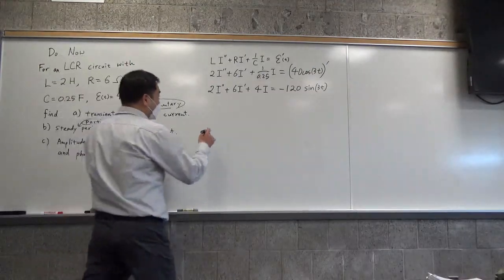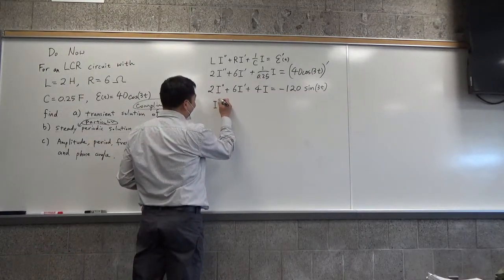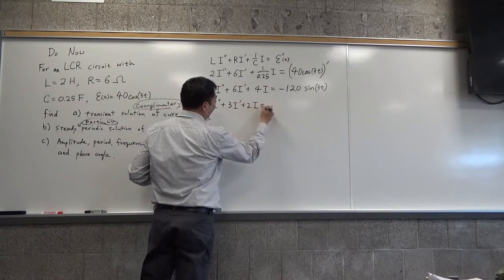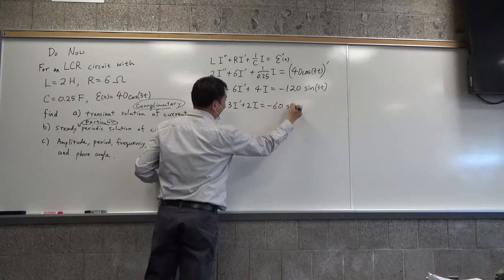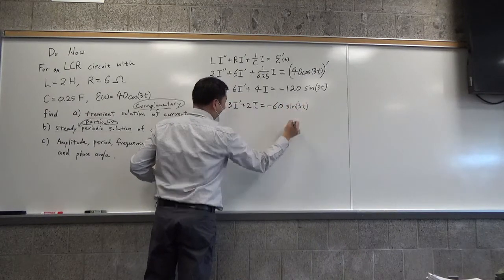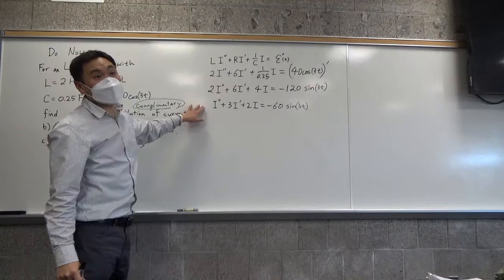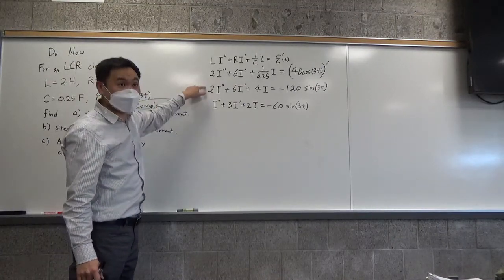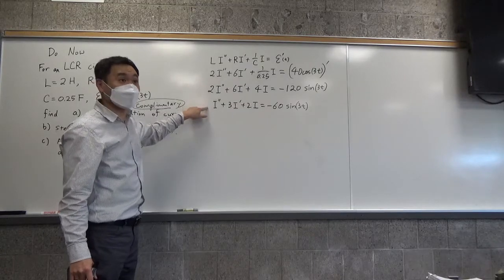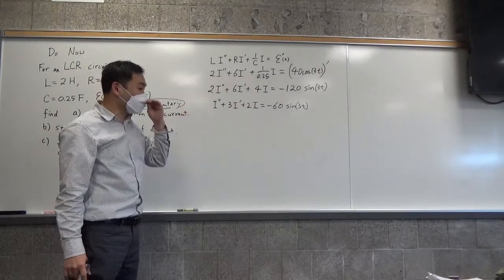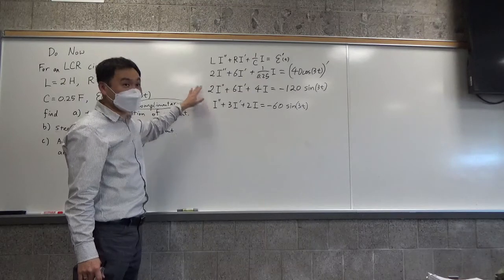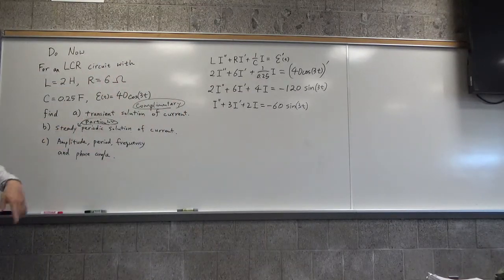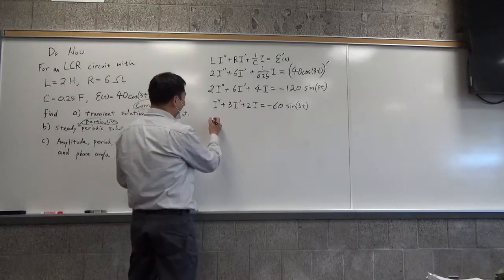Okay, so you want to divide everything by 2 to write down i double prime plus 3i prime plus 2i equals negative 60 sine 3t. Now these two equations are exactly the same thing. Anything that solves this one will solve that one. Anything that solves this one will be solving this one, okay? So, although it's not necessary to divide by 2, if you divide, it just simplifies your calculation. Okay, now with this at hand, let's try part A.